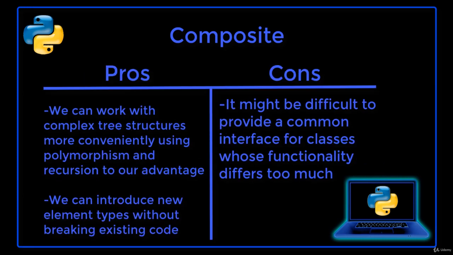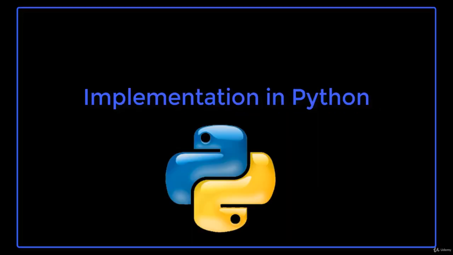The advantages of using composite are that we can work with complex tree structures more conveniently, using polymorphism and recursion to our advantage. Also, we can introduce new element types without breaking existing code. The drawback of the composite pattern is that it might be difficult to provide a common interface for classes whose functionality differs too much. Let's learn how to implement the composite design pattern in Python.